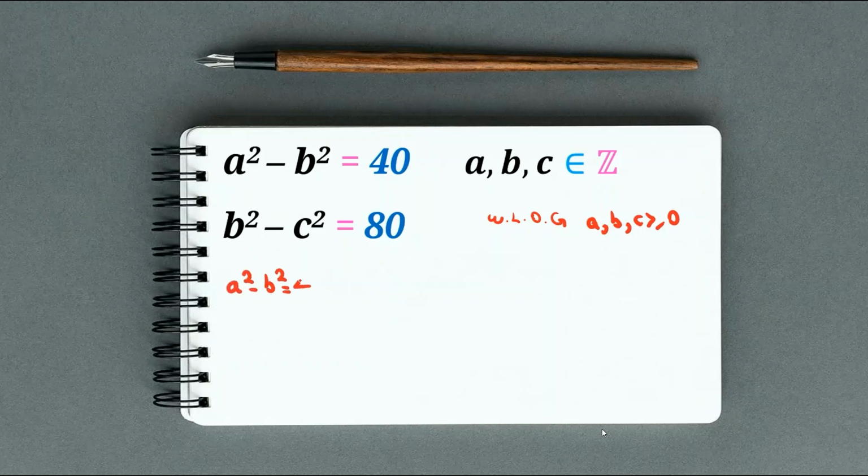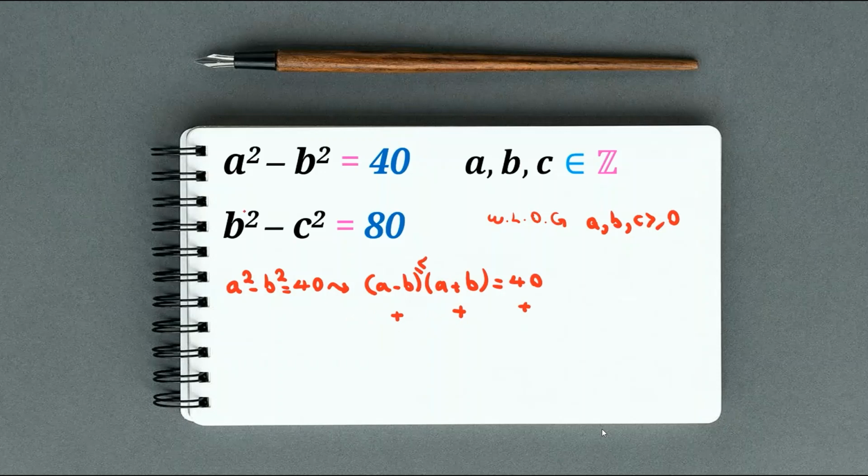Now, we write a squared minus b squared equal to 40. We have a famous factorization. You write it as a minus b times a plus b equal to 40. Now we know a plus b is not negative because a, b are at least 0. So a plus b also is not 0 because then the product will be 0, but the right side is 40. So a plus b is positive. Because 40 is positive, we conclude that a minus b also has to be positive. Now, because b is a non-negative number, a plus b is greater than or equal to a minus b.